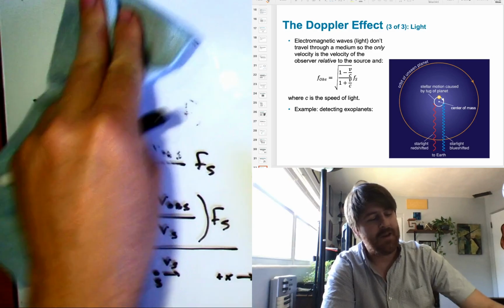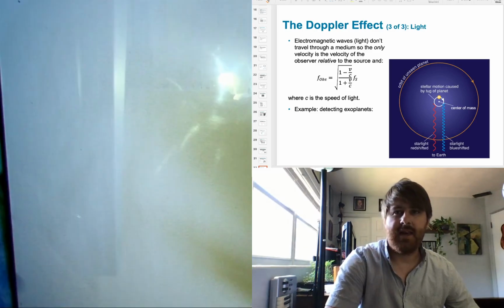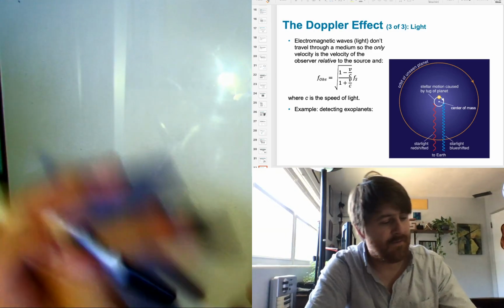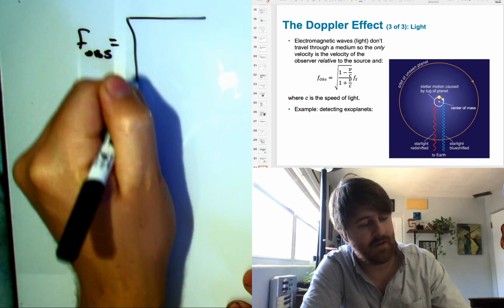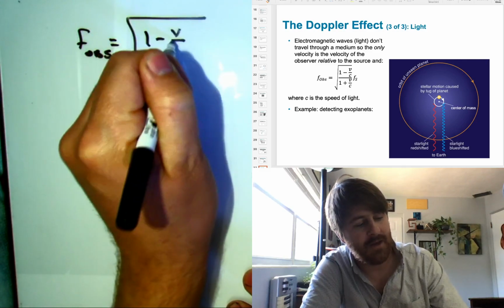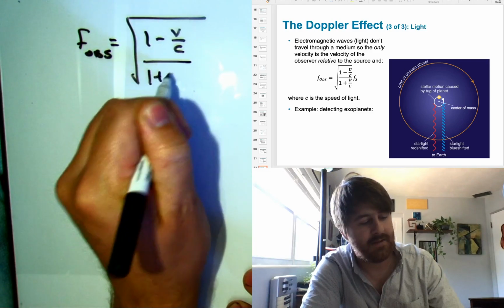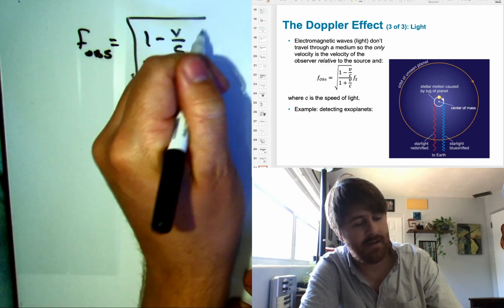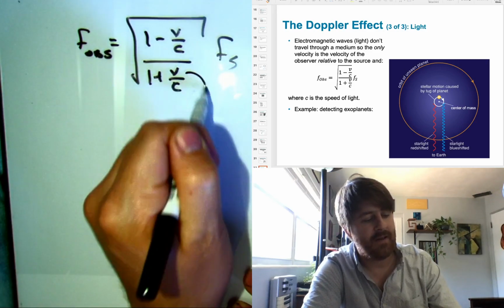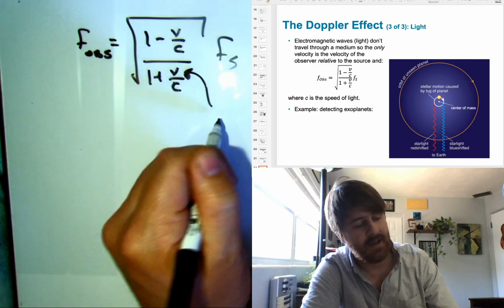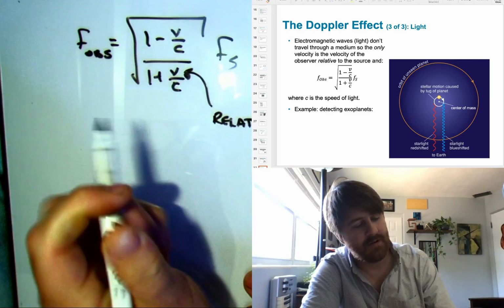I'm not going to go through the derivation of this. It's beyond the scope of the class. But the formula for light is F observer equals the square root of (1 minus V over C), where C is the speed of light, divided by (1 plus V over C), times the frequency of the source, right? And this V is the relative velocity between the listener and the source.